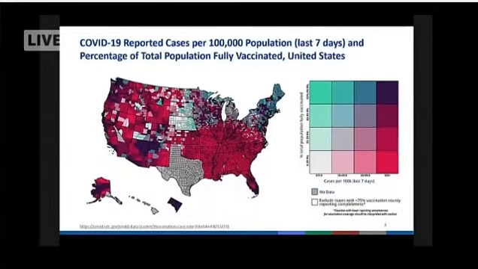This map, also from COVID Data Tracker, shows a county-level view of the case rates per 100,000 population over the past 7 days compared with vaccination coverage rates. A legend is shown on the right.